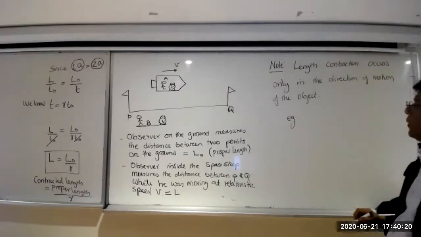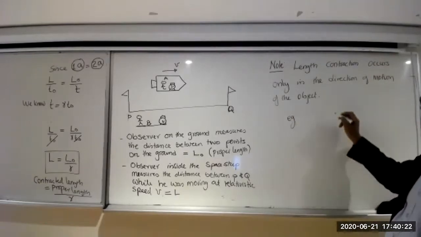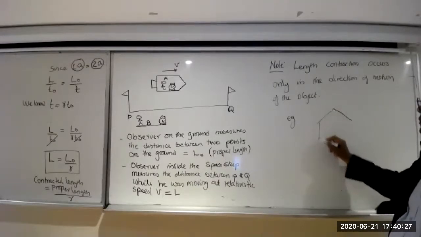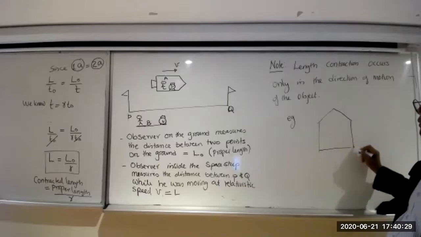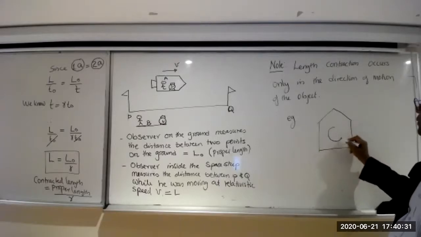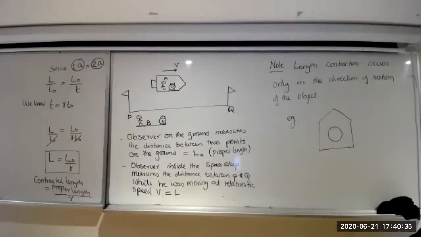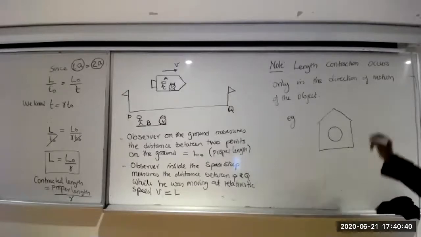Example, if you have a building, this building has a circular window, a building with a circular window, and the spaceship is traveling parallel to that.